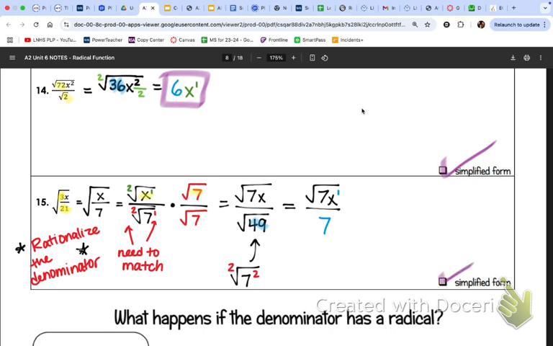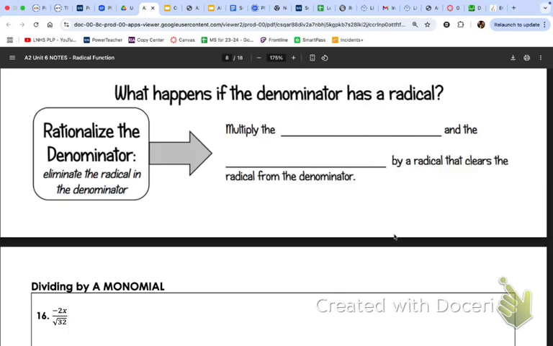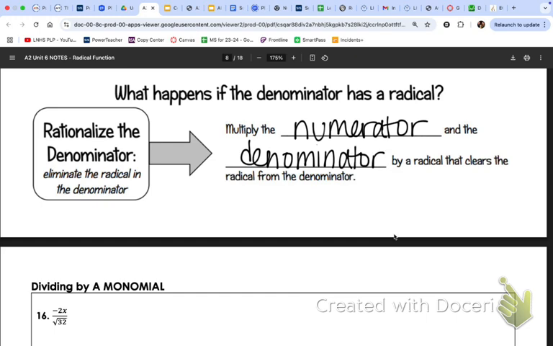Okay, so what you just did was rationalizing the denominator, and we're about to do it 2 more times, okay? So let's answer this question here. What happens if we have a denominator in the radical? Well, we got to take care of it, right? If we have a denominator that has a radical, you're going to multiply the numerator and the denominator by the radical. Numerator, that's the top, and the denominator, by the radical that clears the radical from the denominator. So it's got to clear it out.